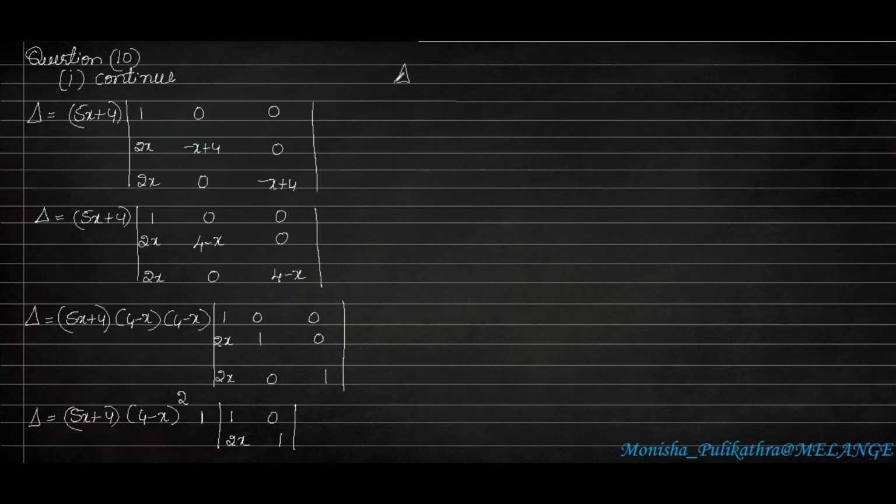Okay, so delta is equal to 5x plus 4 and 4 minus x whole square. So here, by multiplying the product of the diagonal terms with the minus, it will become 1 into 1, 1 minus 2x into 0, which is 0 itself. Okay, the remaining is 1 minus 0, 1. So delta is equal to 5x plus 4 and 4 minus x whole square. That is the thing we needed to prove here, that is 5x plus 4 into 4 minus x whole square. Hence proved.